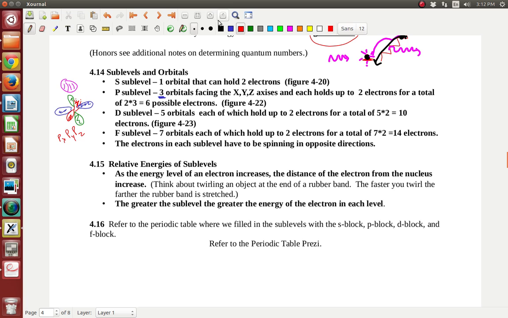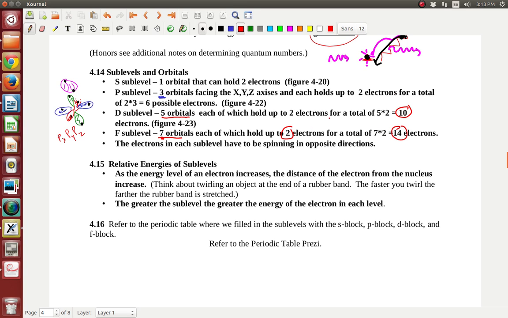Each one of those 3 can hold 2 electrons. So 2 electrons in this one, 2 electrons in this one, and 2 electrons in this one. Okay, and the s sublevel can also hold 2 electrons. So every orbital can hold 2 electrons. The d sublevel has 5 orbitals, 2 electrons in each, that gives us 10 electrons. The f sublevel has 7 orbitals, 2 electrons in each, for a total of 14 electrons.